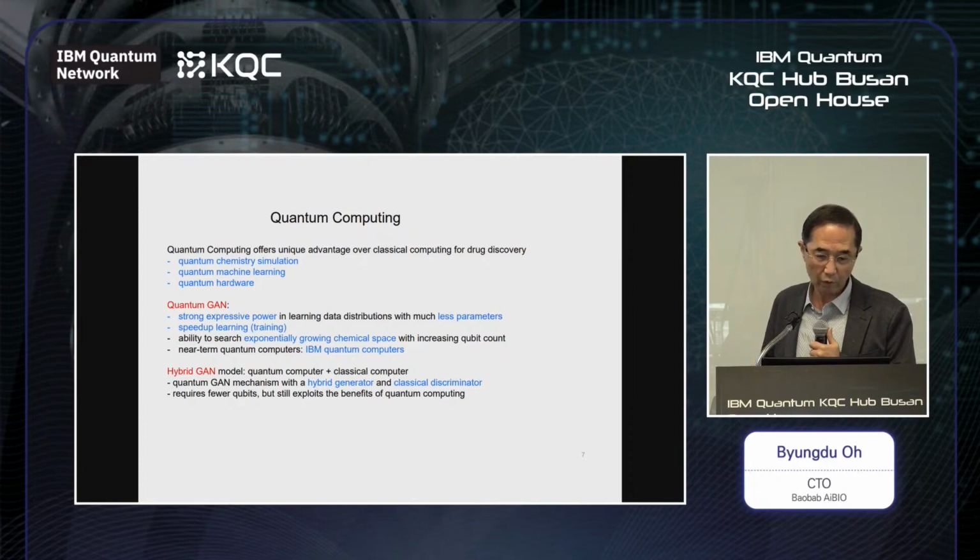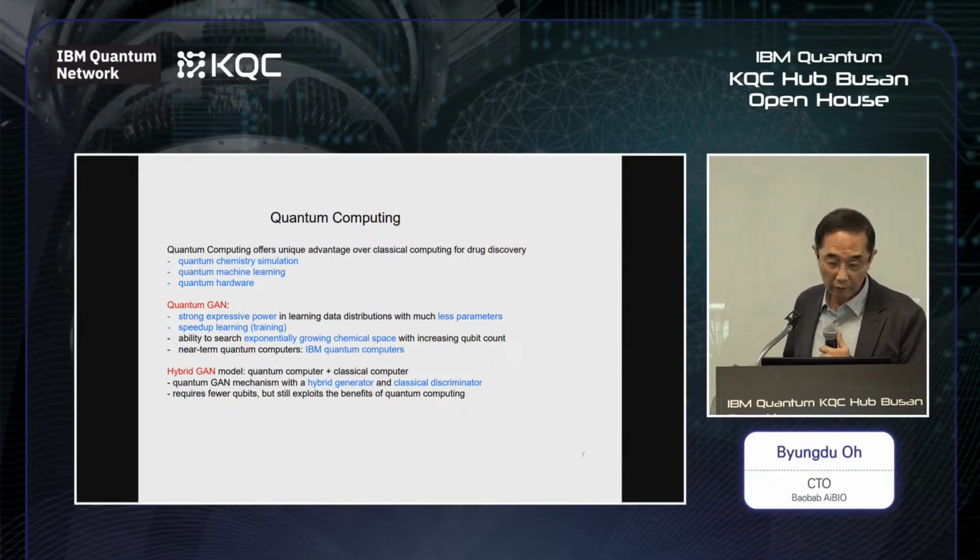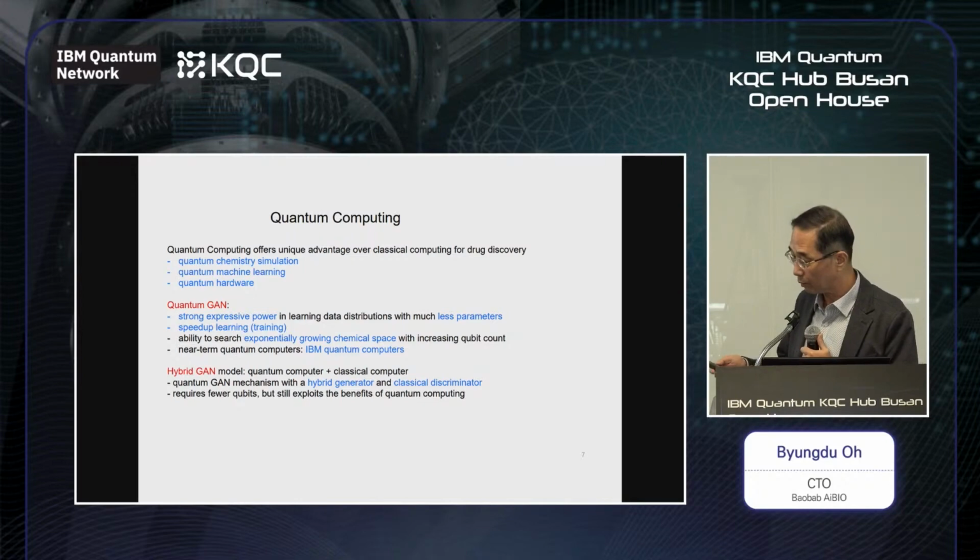as already seen in the previous talk. The quantum computer and classical computer can be used together in a hybrid fashion. Then the quantum GAN mechanism with a hybrid generator and classical discriminator can be done. And also, by using a classical computer together, it requires fewer qubits, but still exploits the benefits of quantum computing.